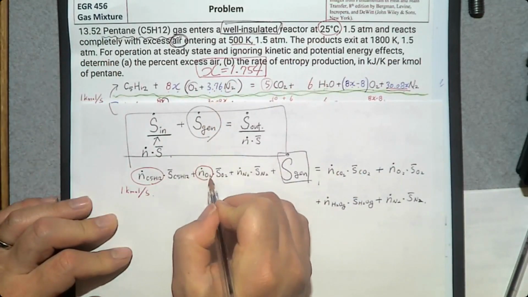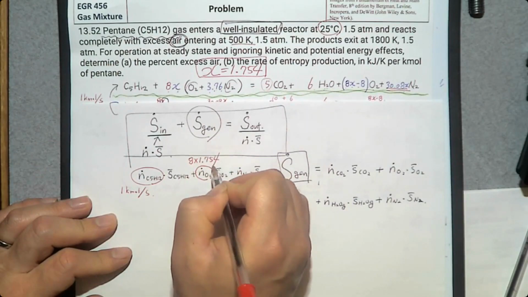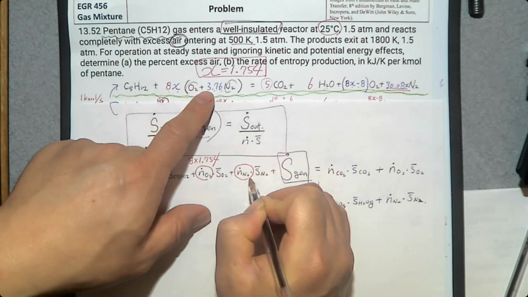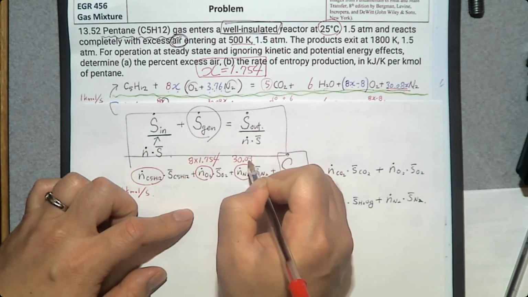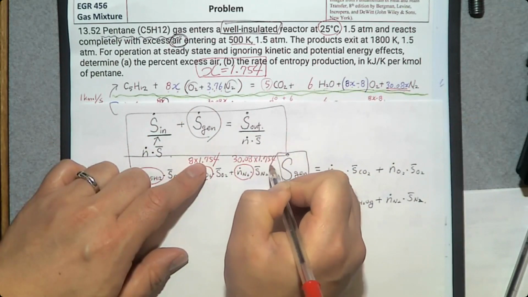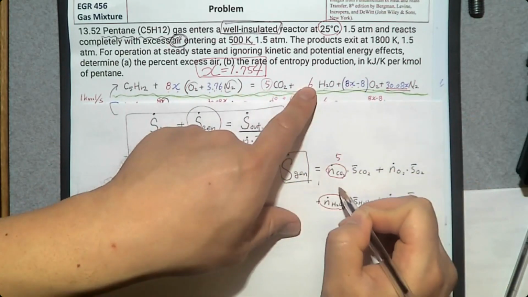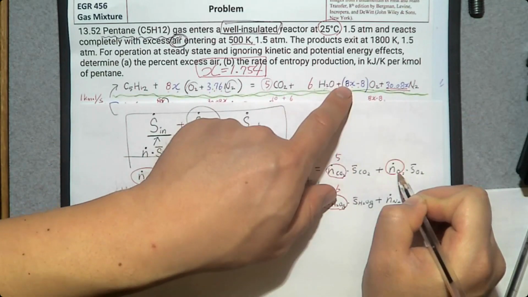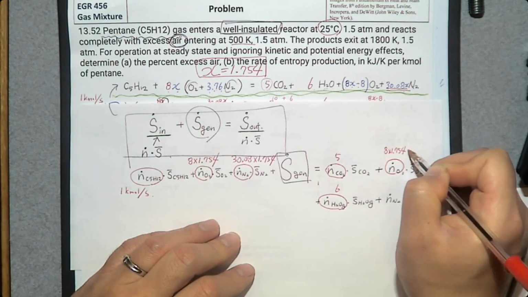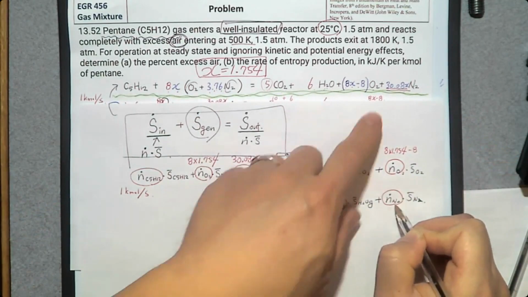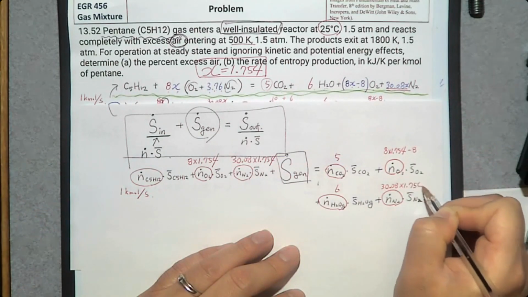So N dot for oxygen is going to be 8 times 1.754. N dot for nitrogen, 30.08 times 1.754. N dot for carbon dioxide, 5, and that for water, 6, and that for oxygen, 8 times 1.754 minus 8, and that for nitrogen, 30.08 times 1.754.